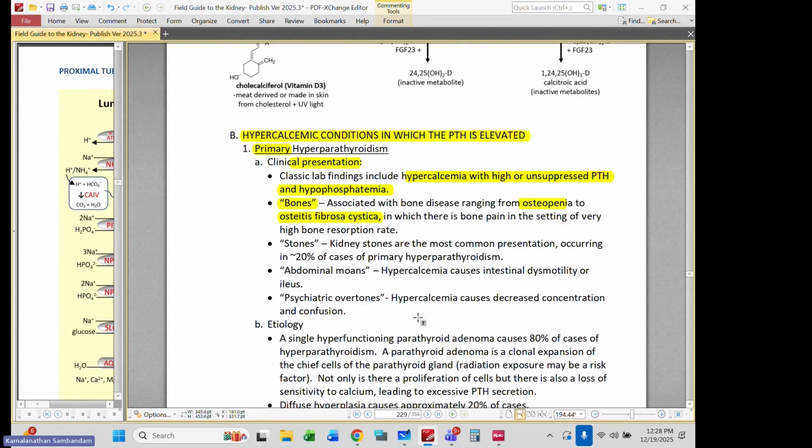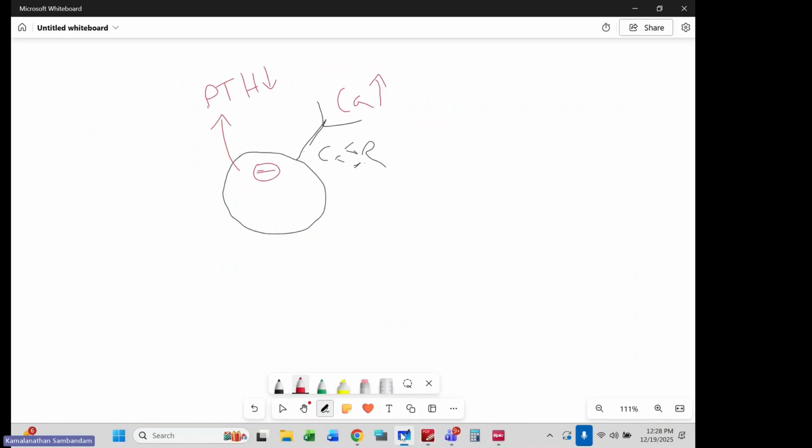Say CKD or something that might actually be associated with PTH resistance. How do I interpret an elevated PTH in those patients? No, sorry, like someone has hypercalcemia with CKD4, and their PTH is normal, say 50, 60. Would you consider that an inappropriately unsuppressed PTH?